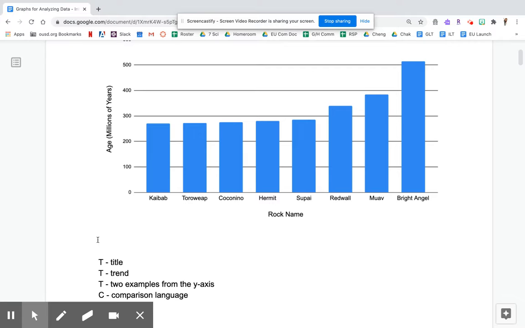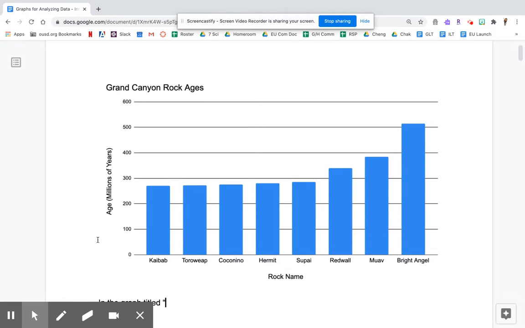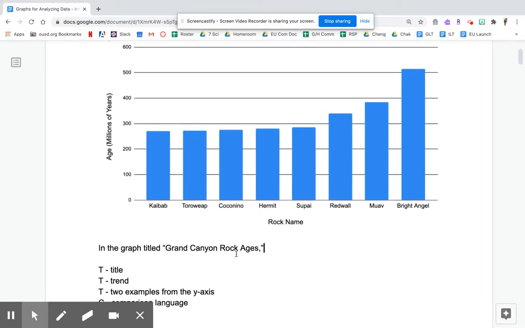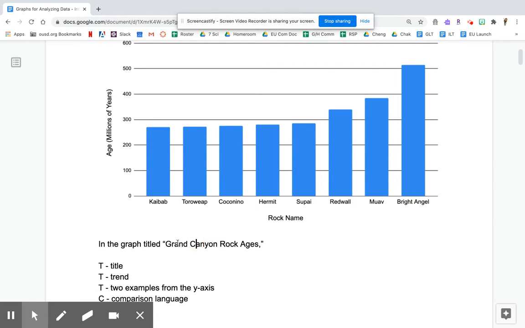An easy way to start is saying in the graph titled, and I'm going to go look, and this is called "Grand Canyon Rock Ages." Notice how I'm capitalizing the first letter of each title word. So I capitalize the G, the C, the R, and the A. And I also put my title in quotation marks. That's how you tell someone it's a graph title.